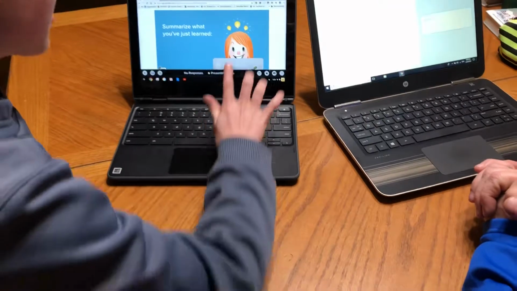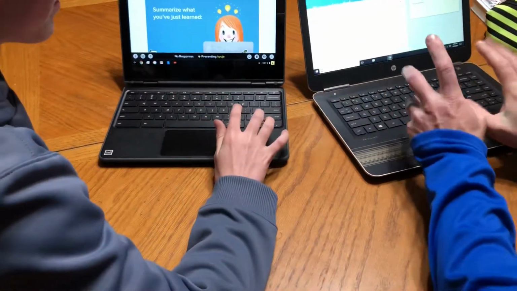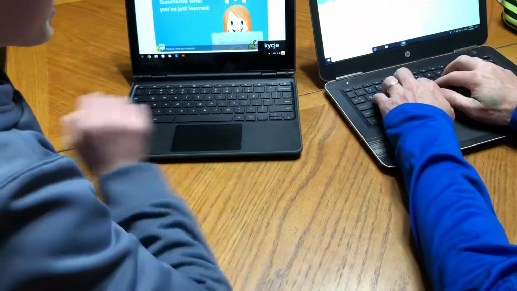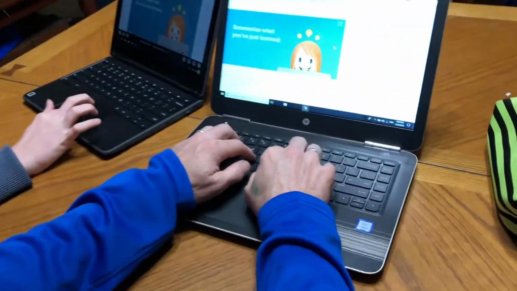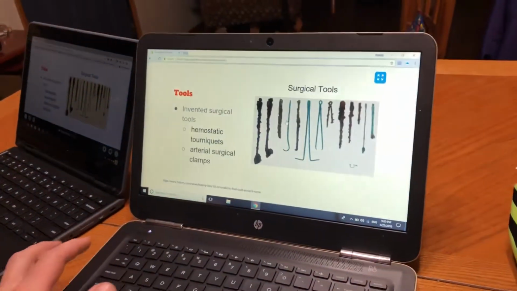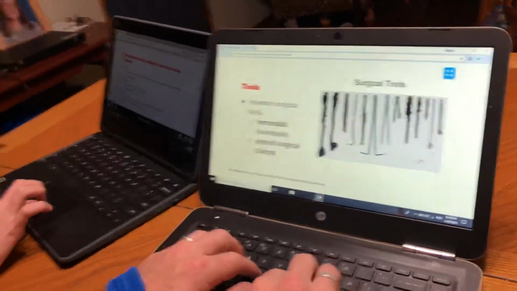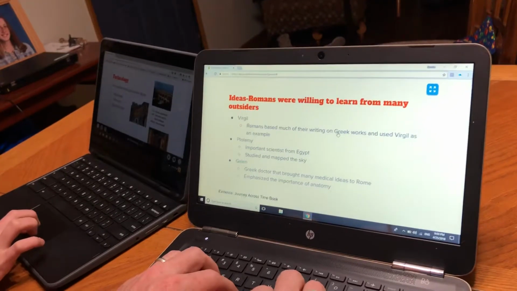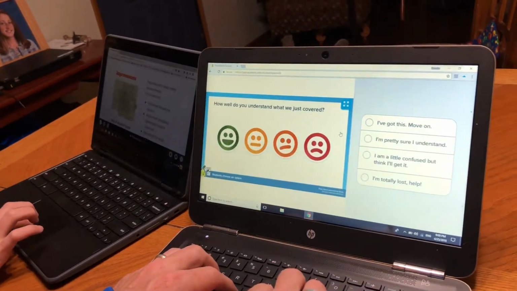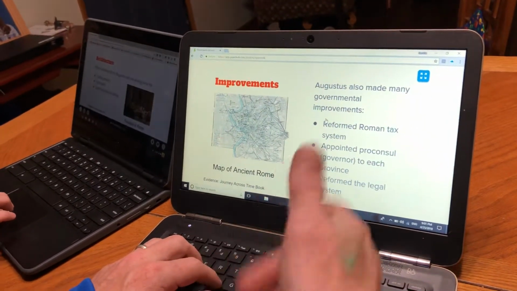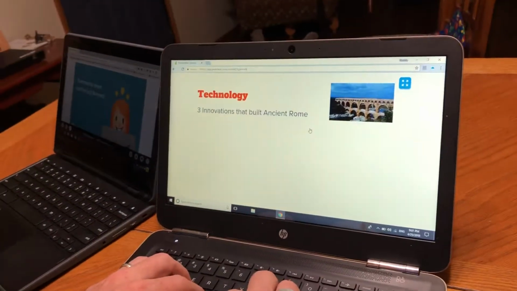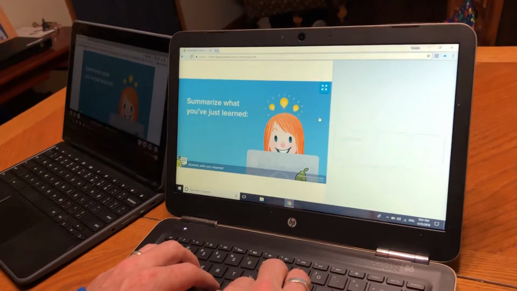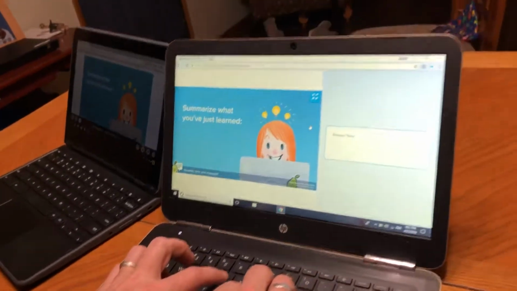So summarize what we have just learned. Please type your response. So I'm going to take you back through some slides to show you. We learned about tools. We learned about ideas. We learned about technology, improvements, and architecture. So summarize on those, architecture.